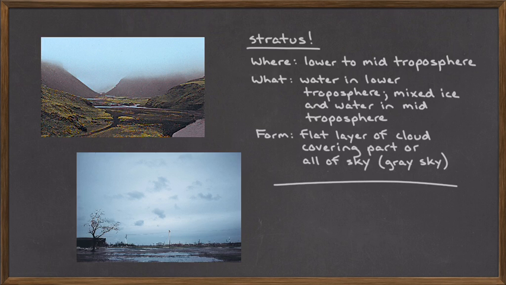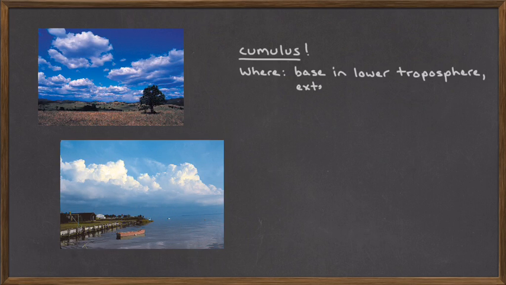And then our third type of cloud here, jumping ahead, a couple examples here of cumulus. Cumulus clouds can take various forms, but they all sort of have this puffy appearance to them, or bubbly appearance, if you like. So first, where? Most of the time, cumulus clouds have their base in the lower troposphere. So the base of the cloud, the lower part of the cloud, forms in the lower troposphere, but then the cloud extends upward from there.